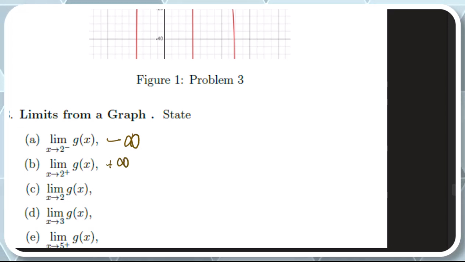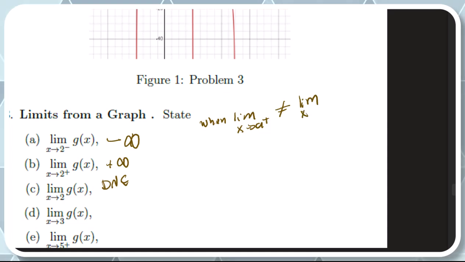And when we have an asymptote, we could say that it's going to infinity if it's going to infinity on either side, but this one is not going to infinity or negative infinity the same on both sides. So since the two-sided limits are different, this does not exist. So when the limit as x approaches a from the right does not equal the limit as x approaches a from the left, the limit as x approaches a does not exist.